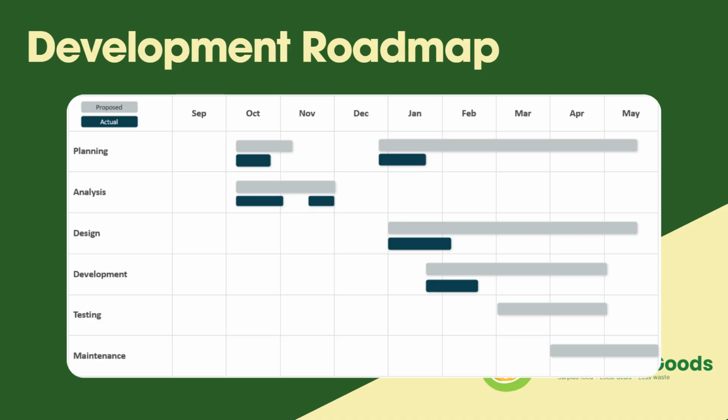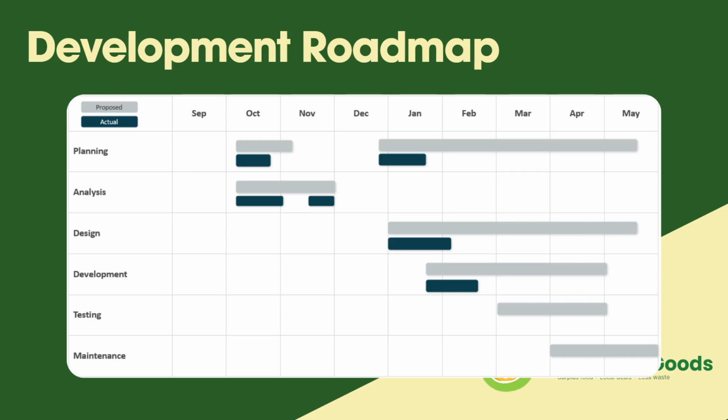This shows our development roadmap. The gray bars are our proposed timeline, and the dark bars are what we've actually completed or started so far. The months across the top run from September to May. Each row is a major phase: planning, analysis, design, development, testing, and maintenance. The bar length shows how long we expected each phase to take.